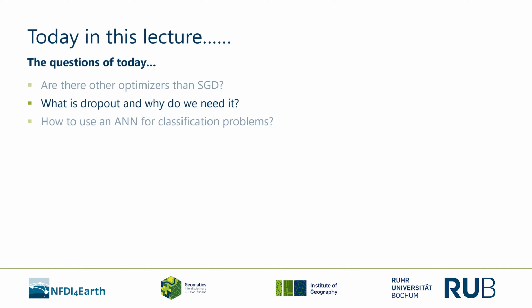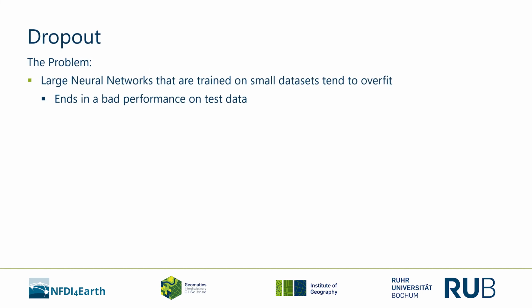The next question we want to tackle is about dropout. What is it and why do we need it? The way neural networks learn, they always try to find the loss minimum for the data they are trained on. Especially large networks tend to overfit, as they have a lot of parameters that can adapt to the training data. This, however, leads to a bad performance on testing data, and the model fails to generalize.